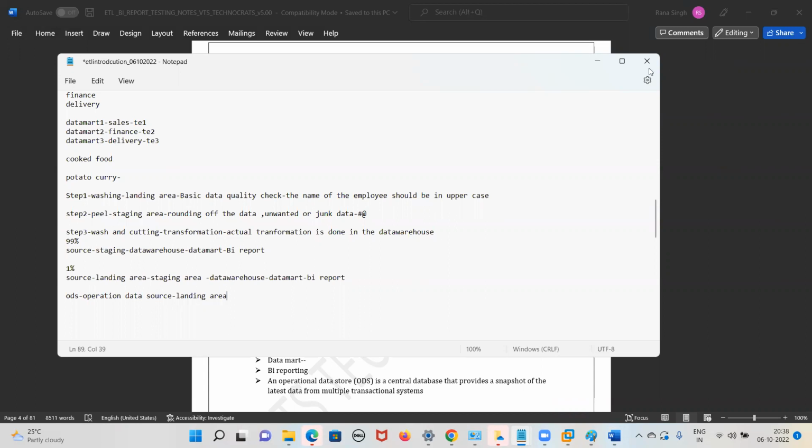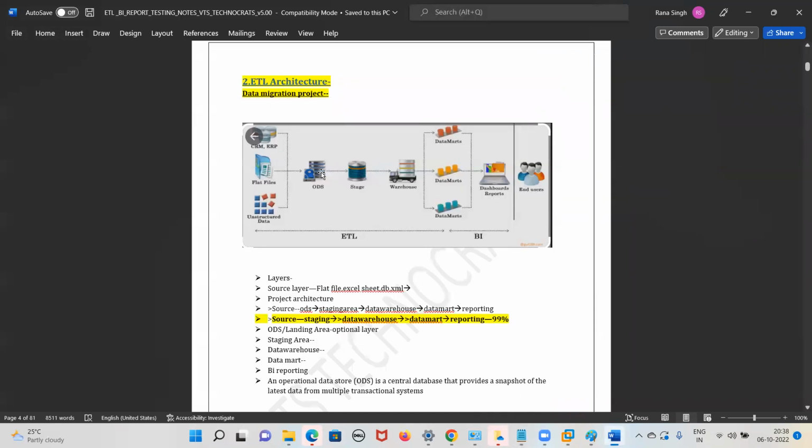Now see here, from ODS it goes to the staging area. Let us understand stage by stage. This is stage one, guys: from source to ODS, that is the landing area. Stage two is from the landing area to the staging area. Stage three is from staging to the data warehouse. And stage four is from the data warehouse to data mart. And from data mart, it goes to the BI report.